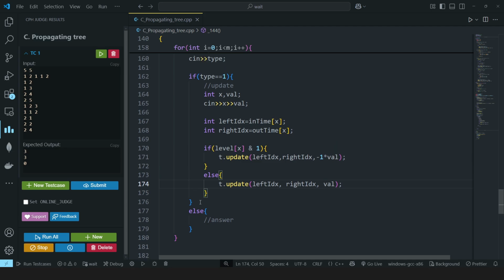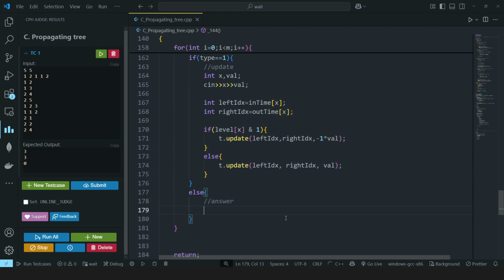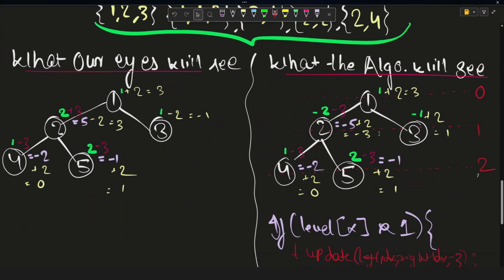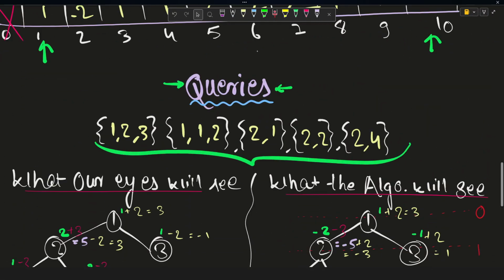So in this way the first type of query will be performed, and in the second query type I have to answer. So how can we find the answer for the second type query? In this I will just be given an x, right?